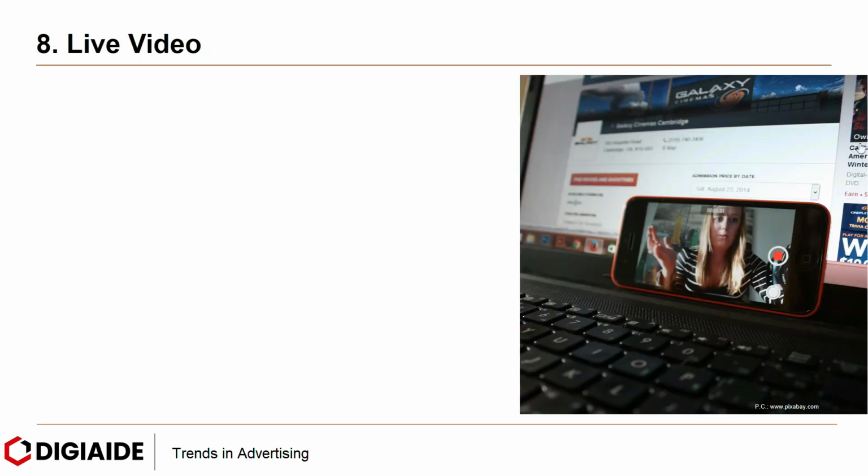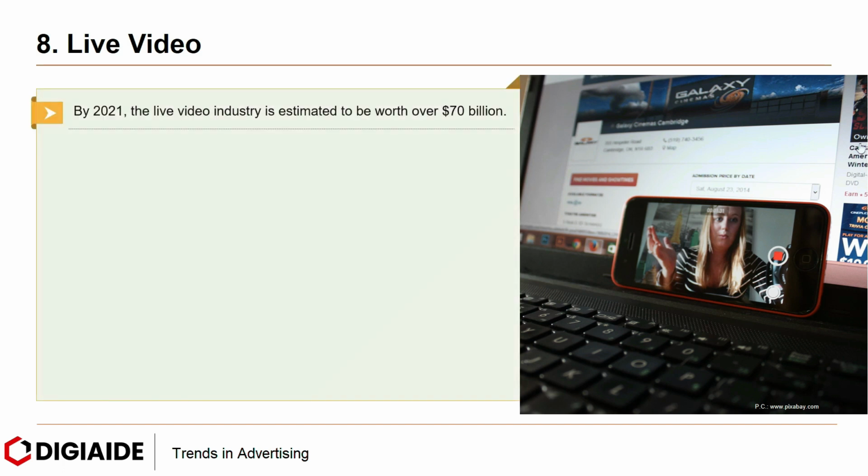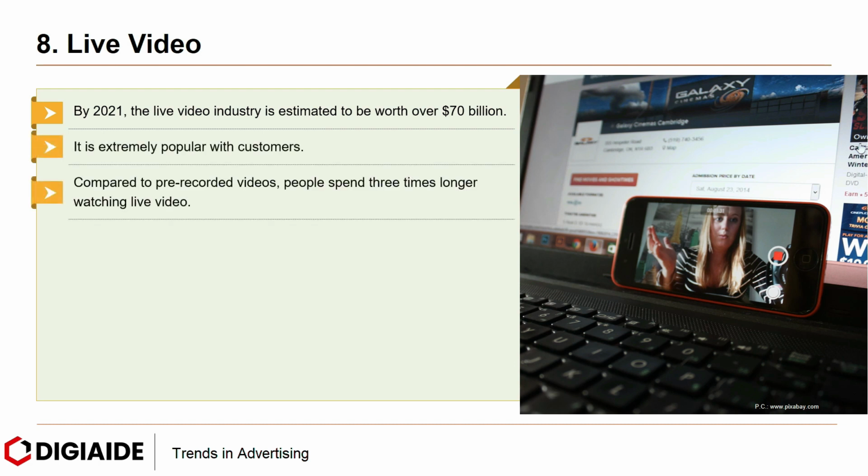And the final trend, live videos. By 2021, the live video industry is estimated to be worth $70 billion. It is extremely popular with customers. Compared to pre-recorded videos, people spend 3 times longer watching live video. It is also the most common way of learning about new products.